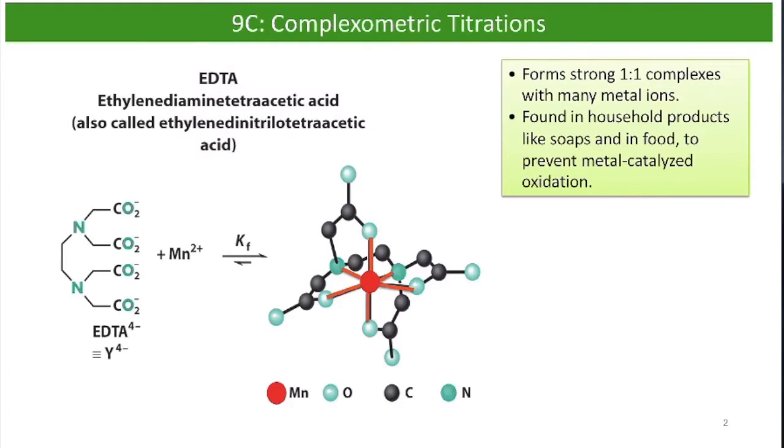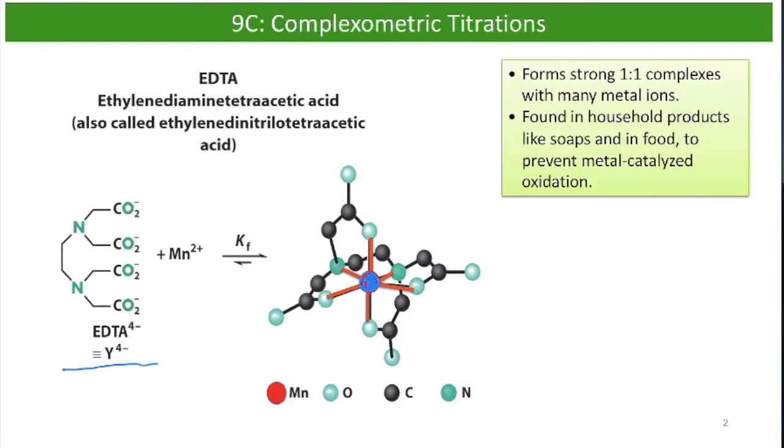EDTA is found in many household products, and the way it reacts with metals is to form sort of like a cage around it. So the structure of EDTA is shown down here. It has 4 carboxylic acid groups and 2 nitrogen groups. And as it wraps itself around a metal, the metal being this guy right in the middle here, it forms up to 6 bonds with that particular metal. So it doesn't always form 6, but a lot of the time it does.